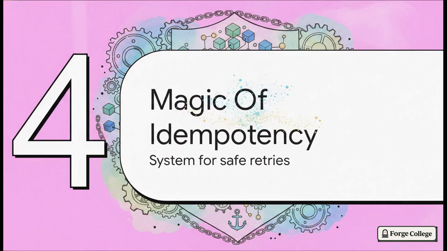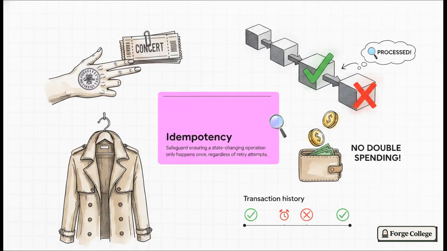Which brings us to Section 4, the magic of idempotency. This is our ticket system for safe retries. Now, I know idempotency sounds like a scary five-syllable word pulled straight from a PhD thesis, but the definition is super simple. It's a safeguard ensuring an operation only happens once, no matter how many duplicate requests are sent.